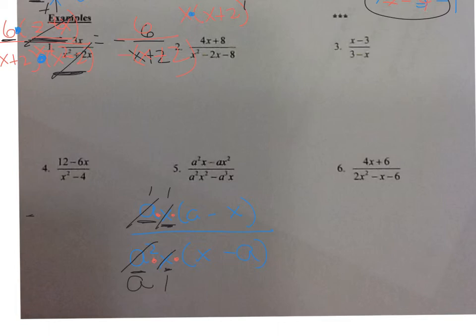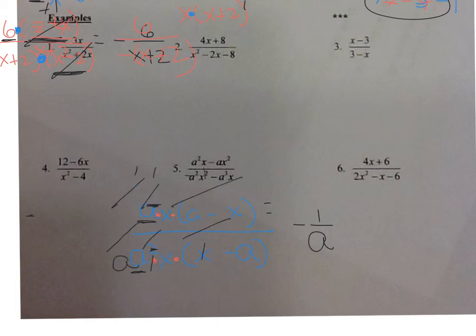A minus x, x minus a, that reduces to negative 1. Make sure you only put the negative in the top or the bottom, not both. So what's left in the numerator? 1 times negative 1 is negative 1 over. Make sure that negative is with the bar. In the denominator, I have a times 1, which would be a. So it's negative 1 over a. And then let's take a look at number 6.